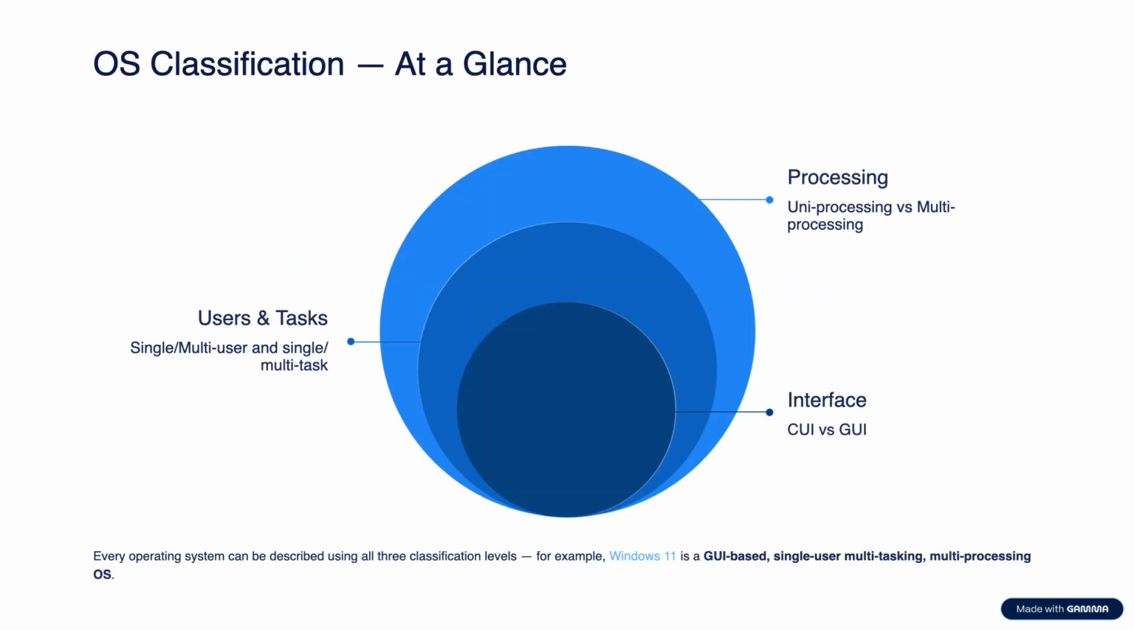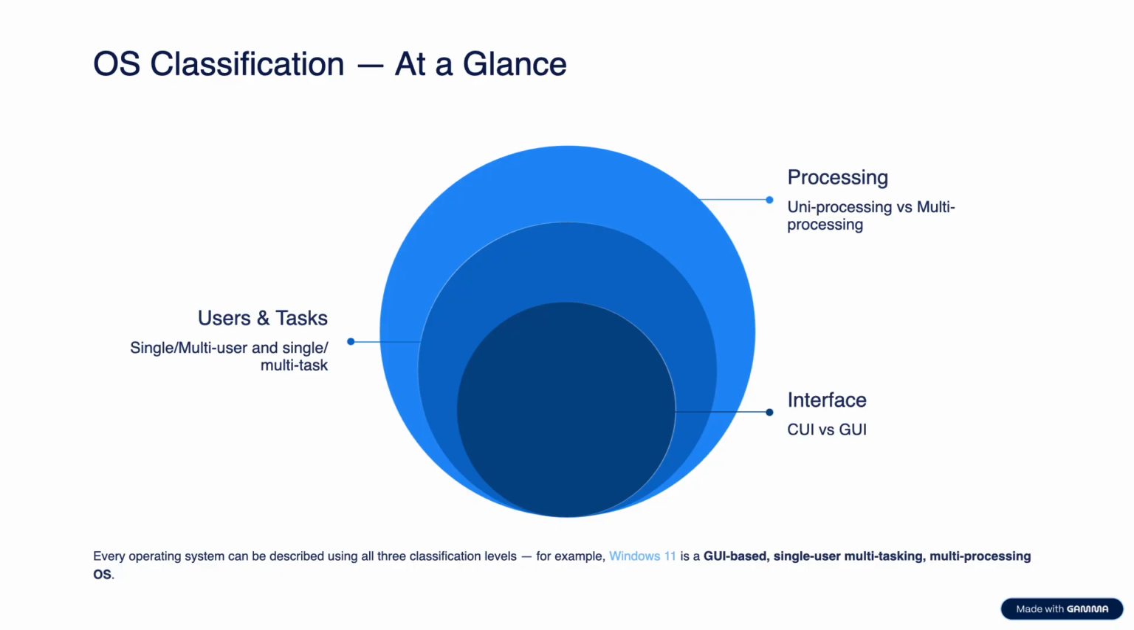OS classification at a glance: processing, users, and task interface. You can describe every operating system using these three levels of classification. For example, Windows 11 is a GUI based single user multitasking multiprocessing OS.